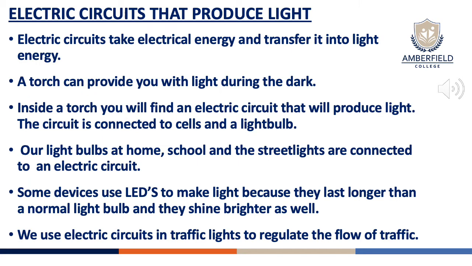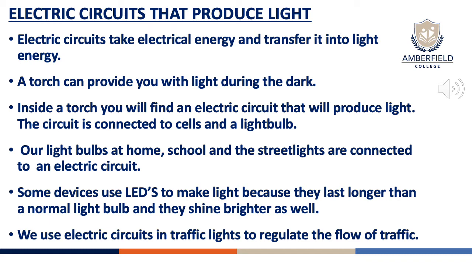Electrical circuits that produce light. Electrical circuits take electrical energy and they transfer it into light energy. A torch can provide you with light during the dark. Inside a torch, we will find an electrical circuit that will produce light if there is a source of energy on the inside. Remember, our source of energy would be our battery or our cells. And remember, our battery is made up of different amounts of cells. The circuit is connected to the cells and a light bulb by using conducting wires. The best conducting wire we can use is copper.